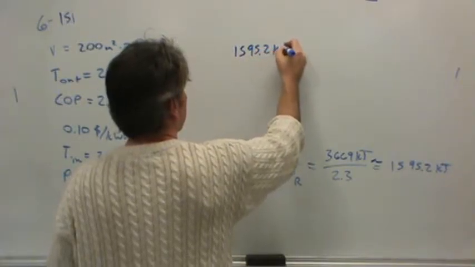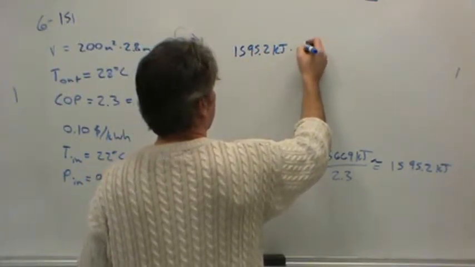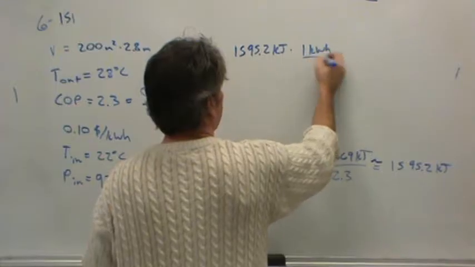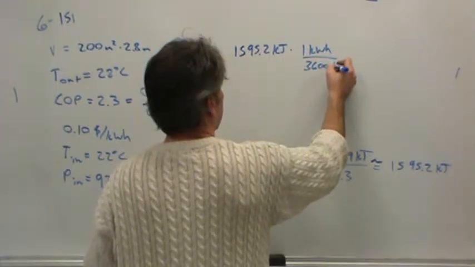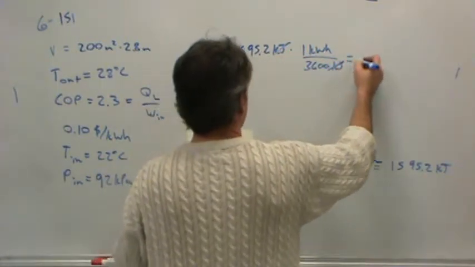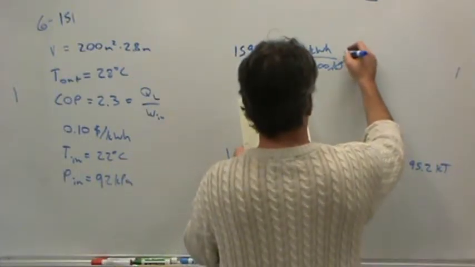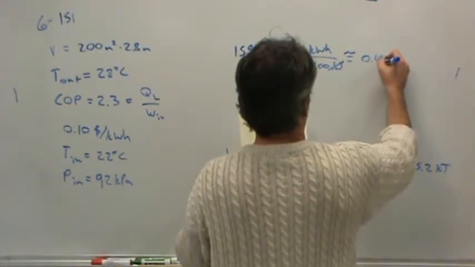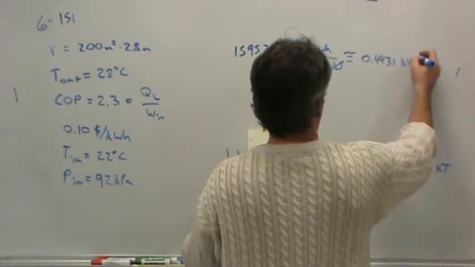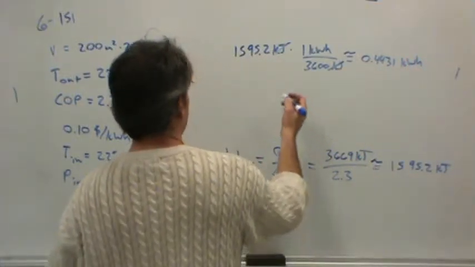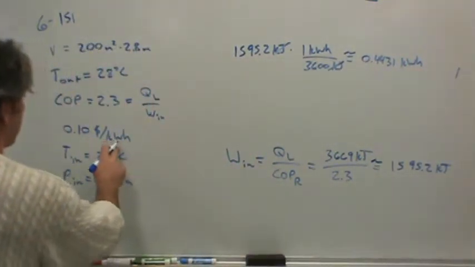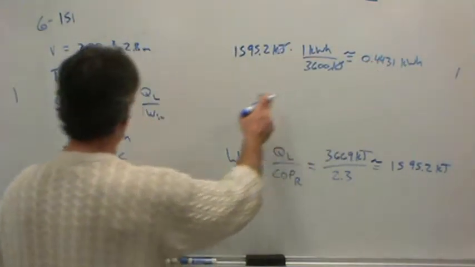1,595.2 kilojoules by the conversion factor for kilowatt hours. In fact, there's 1 kilowatt hour for each 3,600 kilojoules. So the kilojoules go away. And the amount of electricity we have to purchase is about 0.4431 kilowatt hours.